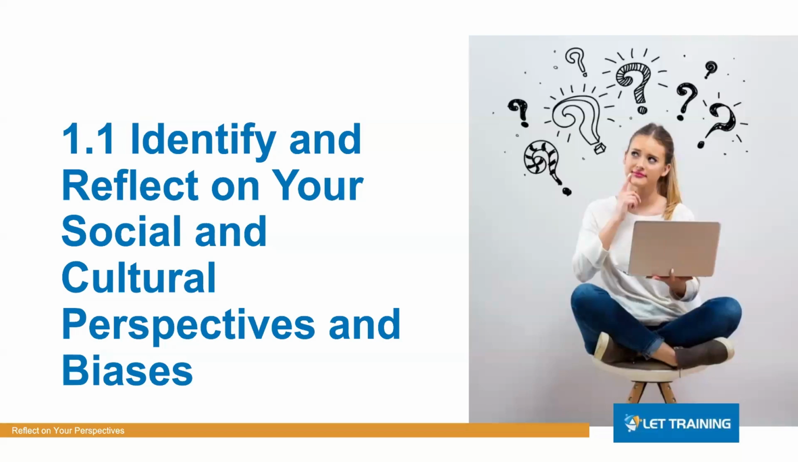So, identifying and reflecting on your social and cultural perspectives. Social and cultural are related but have different meanings. Culture is an adjective that describes things related to your set of values, behaviour, and knowledge, while social is an adjective relating to community and society. Your perspective is your view or the particular attitude you have towards something, while your bias is your predisposition to favour one thing over another, usually in a way that is considered unfair.